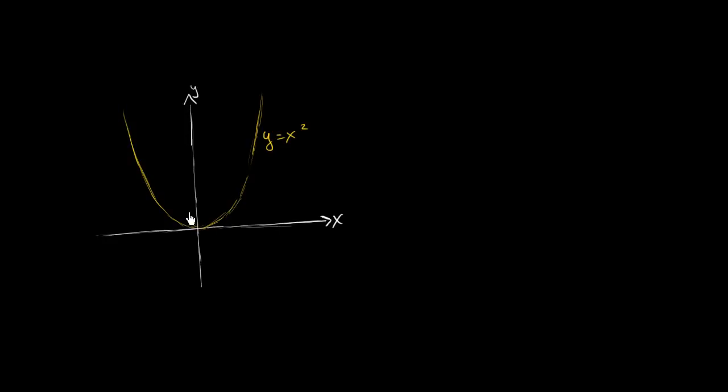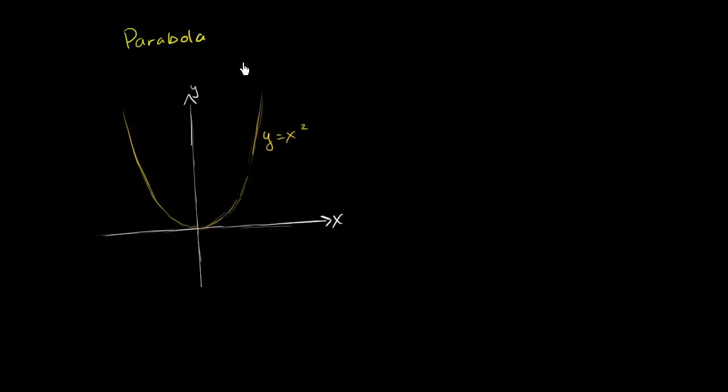Here I've drawn the most classic parabola, y is equal to x squared. And what I want to do is think about what happens, or how can I go about shifting this parabola? And so let's think about a couple of examples. So let's think about the graph of the curve. This is y is equal to x squared.